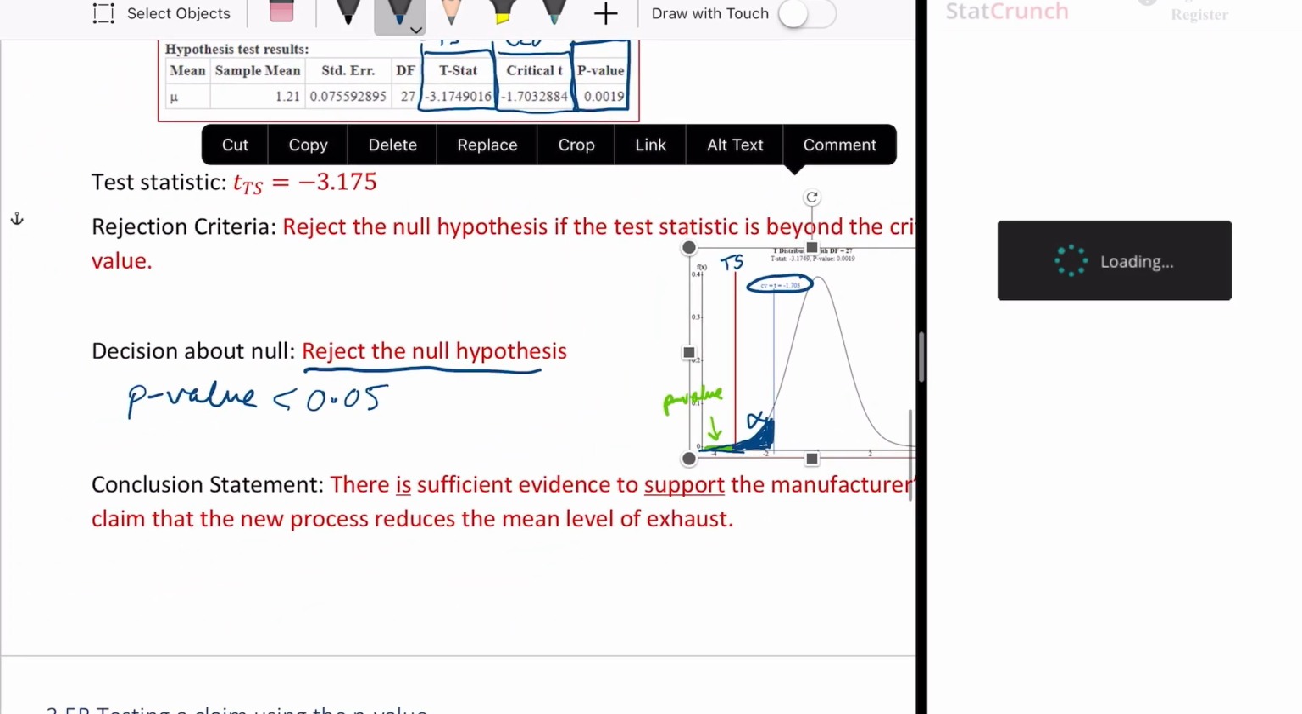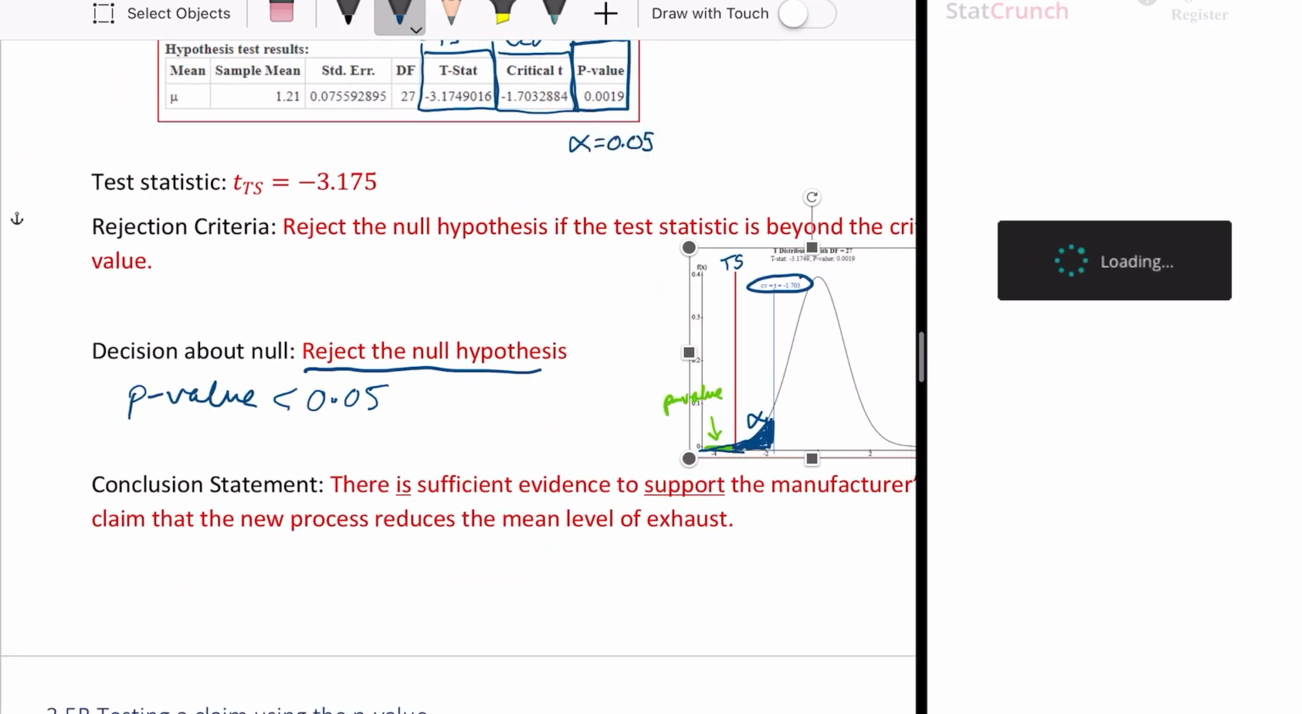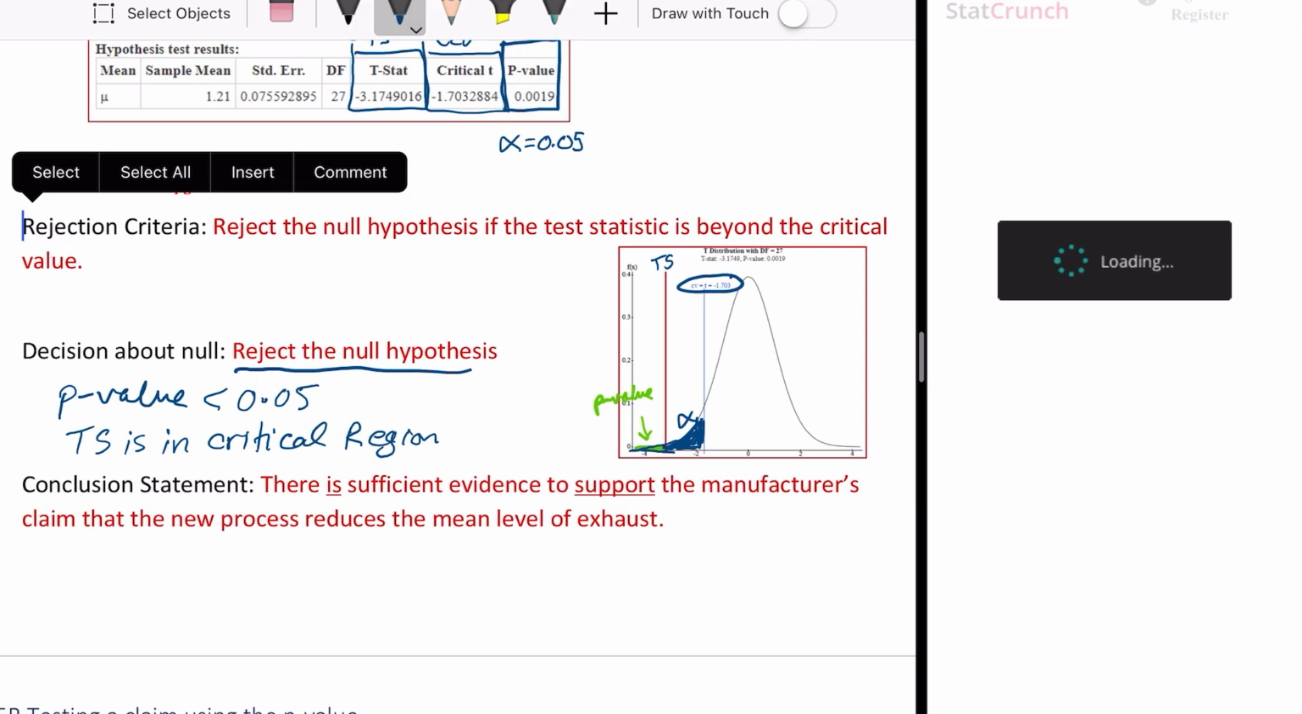Okay, so the p-value is definitely less than alpha. And then also my test statistic is in the critical region. And either of those would cause us to reject the null. And so we're rejecting the null.